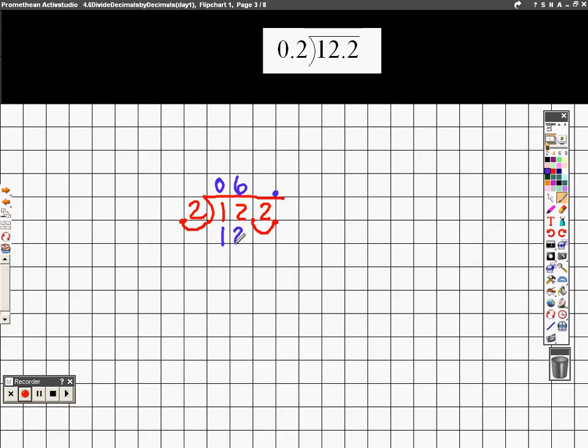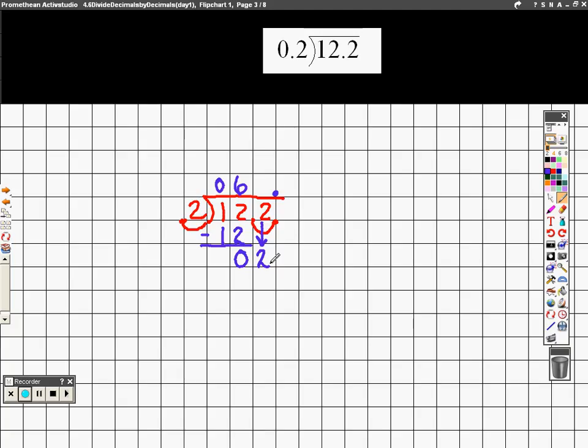And here's where you need to be careful to make sure that your columns are straight, because people make mistakes if they're not really being careful. 12 minus 12 is 0. And my next step is to bring down the 2.